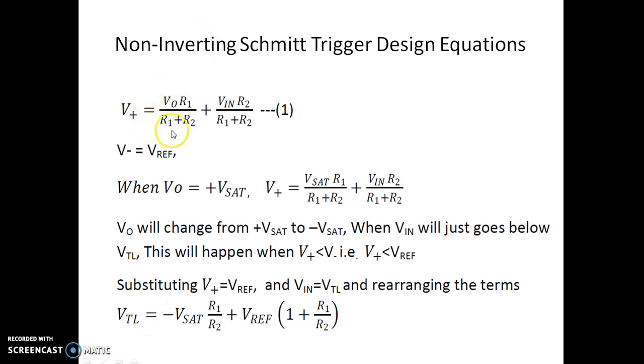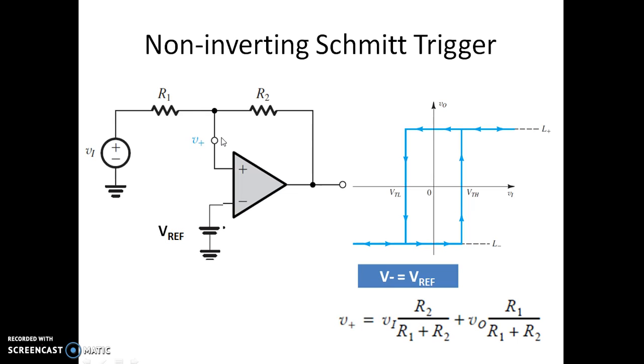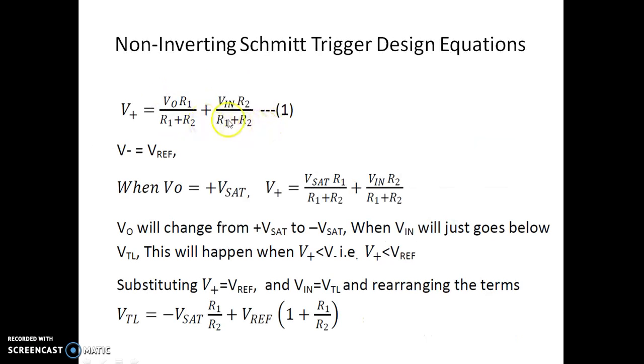So we know that the voltage at the non-inverting terminal using superposition theorem can be written as V0 into R1 by R1 plus R2 plus Vin into R2 by R1 plus R2, which is using this circuit diagram. So be careful that R1, R2 are as per the circuit diagram. If you interchange the resistances, then the equation will change here. Assuming that the reference voltage is applied to the inverting terminal, V minus is V reference. So we can obtain the expression for V plus.